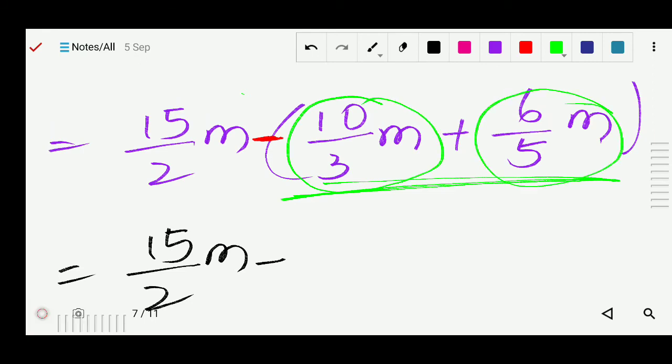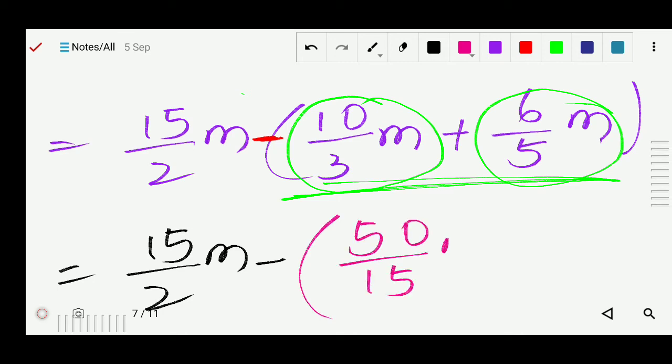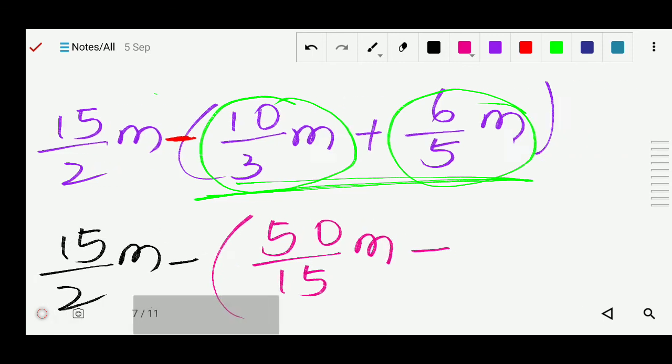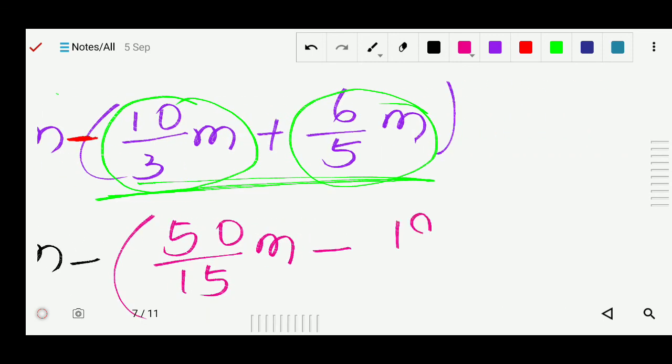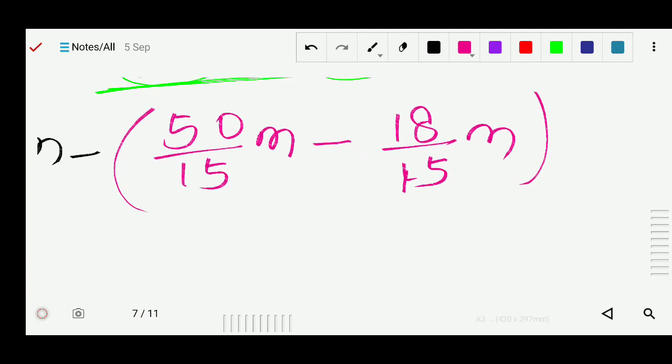So let's add. First you have to find the LCM of 3 and 5, which is 15. Then you make the denominators equal. When you make the denominator equal, you will get 50/15, and here also you will get 18/15 meters. You can do this part by yourself, you already know these things.